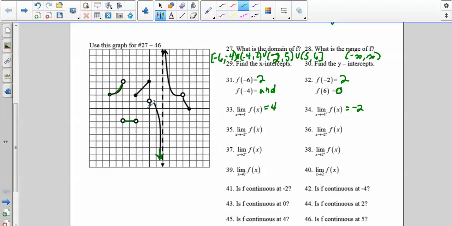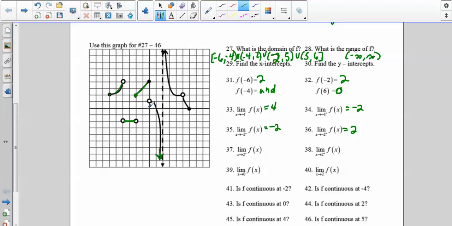Now the limit as x approaches negative 2 from the left, that's over here, also negative 2. And here's negative 2 again. We're going to approach negative 2 from the right, and it's this value here, positive 2. So the left-hand limit is negative 2, the right-hand limit is positive 2, so the limit as x approaches negative 2 will not exist, but that question is not asked. We're going to move on to positive 2.